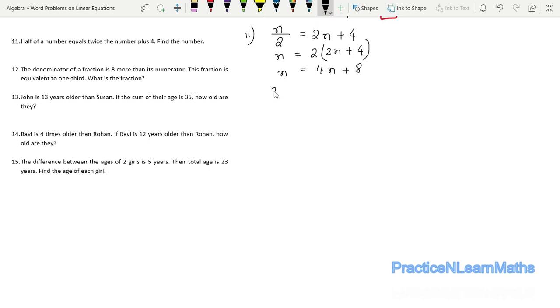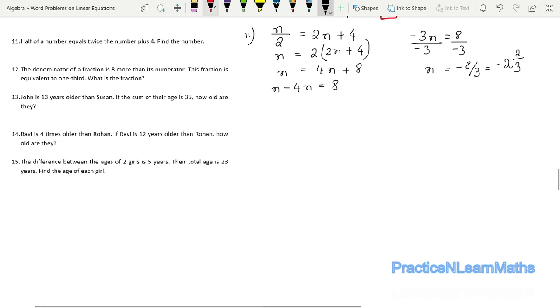Subtract 4n from both sides. Divide both sides by minus 3. We get n is equal to minus 8 over 3. If we convert it into a mixed fraction, we get minus 2 2 over 3. That's the answer.